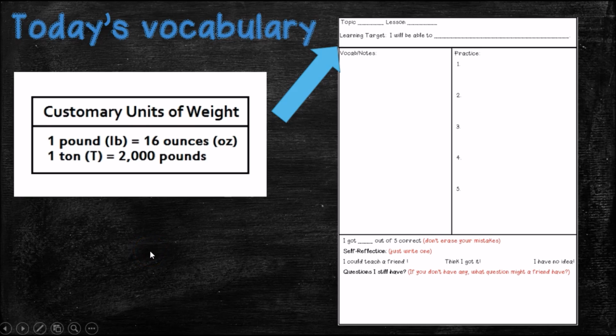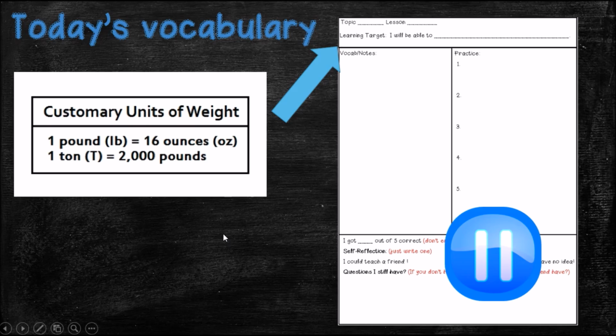So here is something I'd like you to write under your vocabulary. Again, we're trying to give you these conversion charts to help you do your problems, but eventually this is going to be stuff you just need to memorize. So here for customary units of weight, we know that 1 pound equals 16 ounces and 1 ton equals 2,000 pounds. Go ahead and pause the video and write that in.